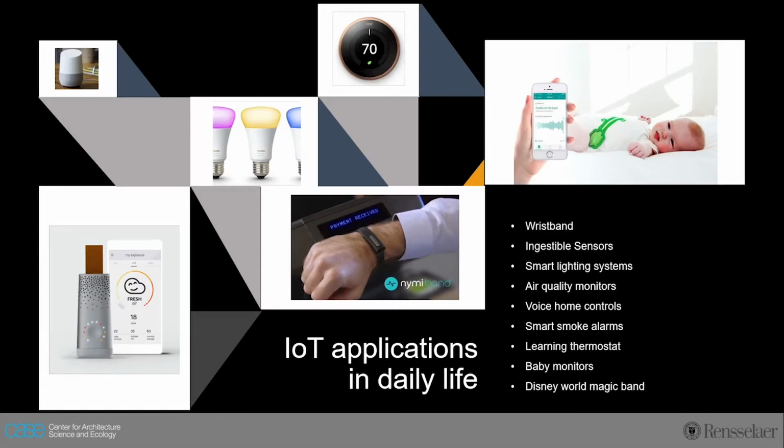IoT applications are in everyday life. We have wristbands for monitoring our health, or a security band to enter places like Disney World. They have their own magic bands. We have sensors that we can ingest for health reasons. We have so many smart home devices like smoke alarms, home controls, air quality monitors, learning thermostats, and things like baby monitors to help us in our daily lives.